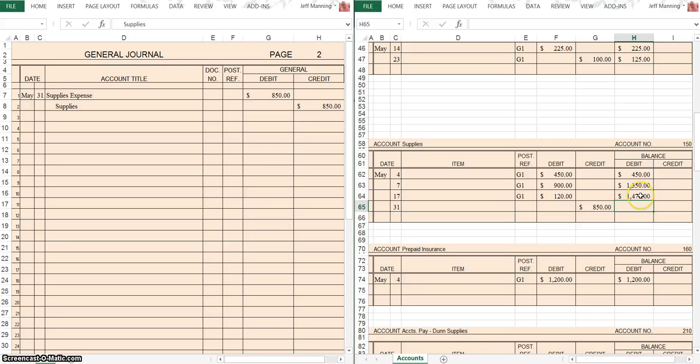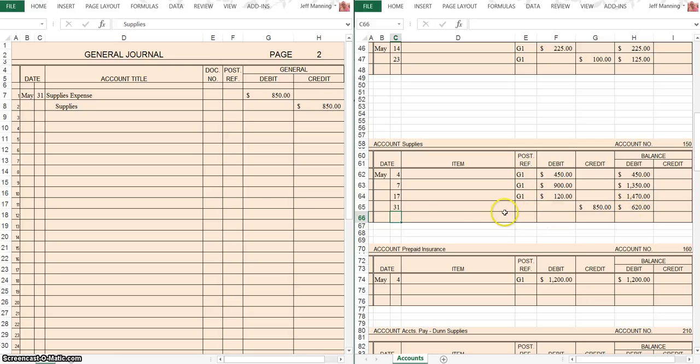I have a debit balance of $1,470, and I have a credit transaction of $850. So, just like you did before, if you have a debit balance and a credit transaction, you must subtract these two. $1,470 minus $850 equals $620. And if you want to double check, you can look in your worksheet to make sure that that matches up.